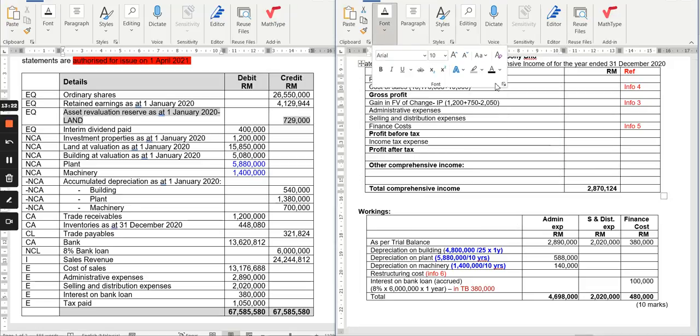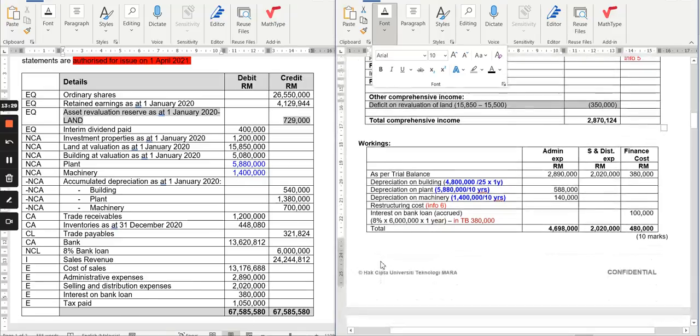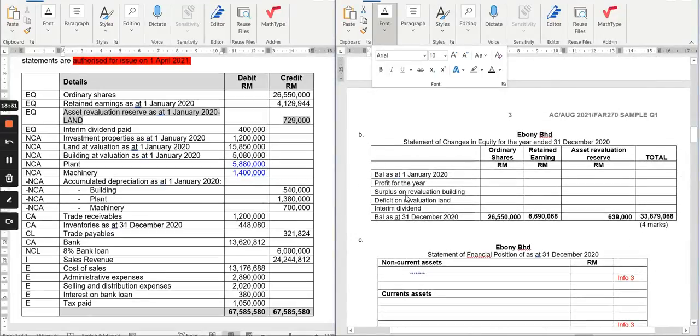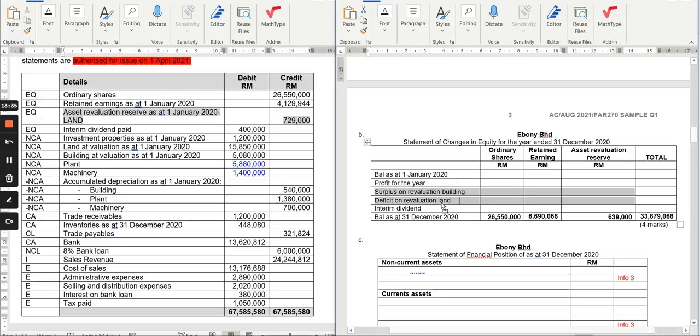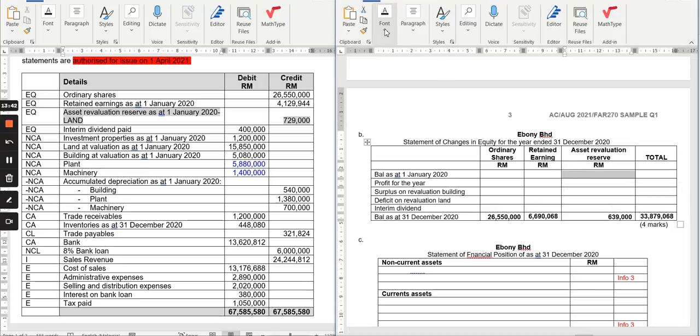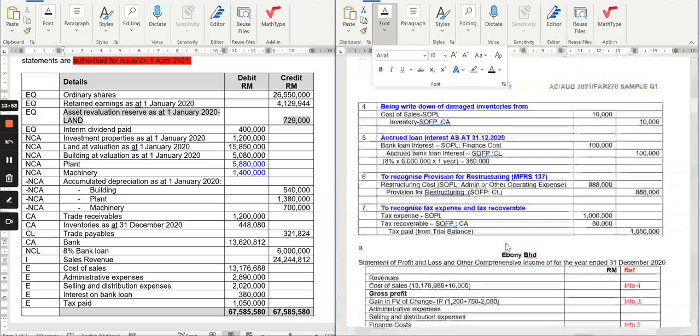Okay, you need to show the deficit here, because you offset against the previous revaluation surplus. It also needs to be shown here in your asset revaluation reserve. It has to be reduced with the balance that was available for the ARR, and that was 729. What you offset is 350,000. Okay, that was for land.